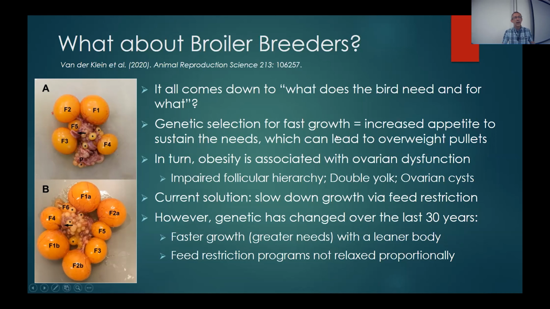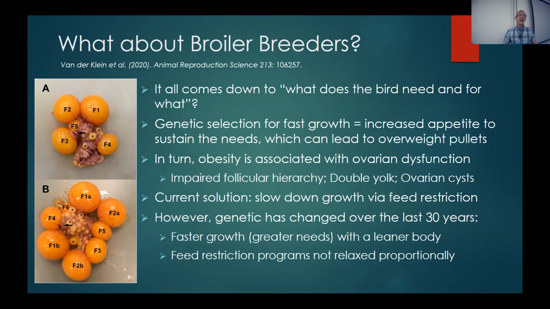And it has been shown that, in fact, if a bird becomes obese or has too much adipose, that will interfere with the development of the ovary. So hence, in broiler breeders, the goal has been to slow down growth, and this is achieved by feed restriction. However, as has been highlighted by the group of Martin Zuidhof, the increase in genetic potential, so in growth potential, has outpaced the actual protocol for feed restriction.